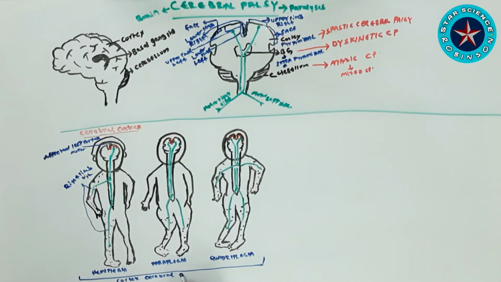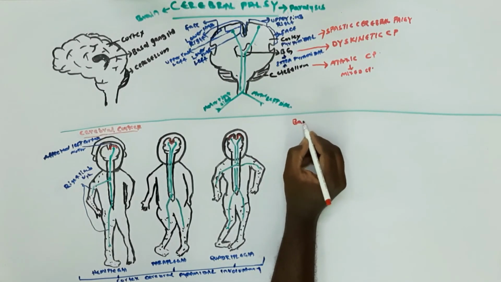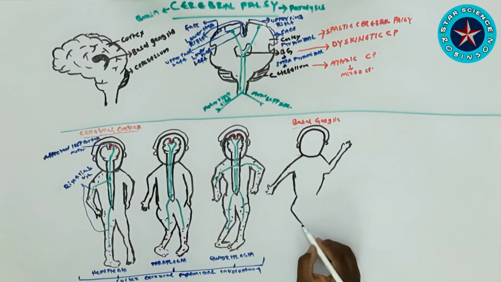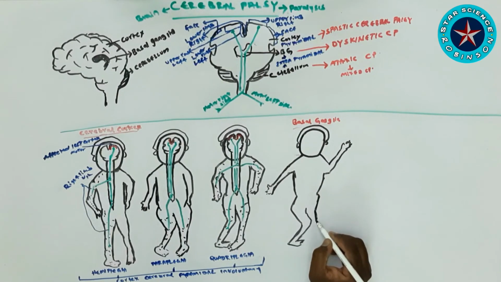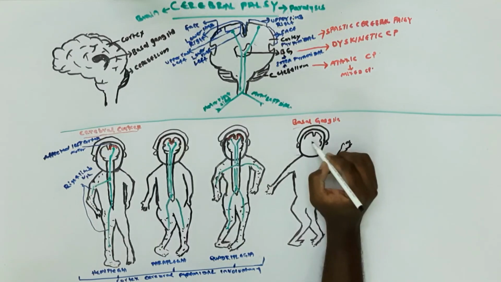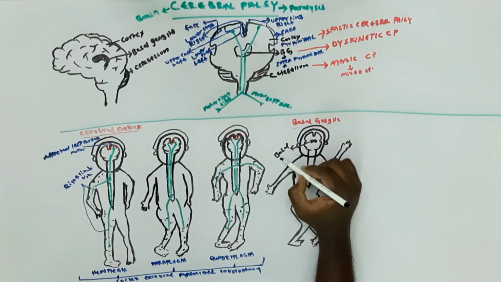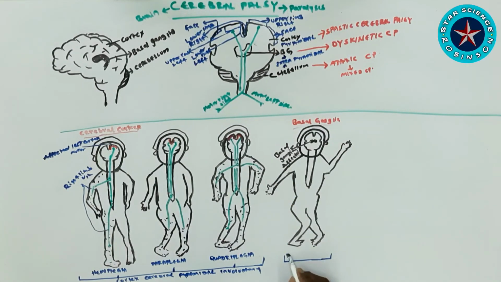Till now we have seen the cortex region of the brain. Now we are going to see the basal ganglion. The basal ganglion is responsible for motor control as well as other roles such as motor learning, behavior and emotions. This type is called dyskinesia: uncontrolled involuntary muscle movements. So when the basal ganglion is affected, we see this type of cerebral palsy, dyskinesia, with uncontrolled involuntary muscle movements.